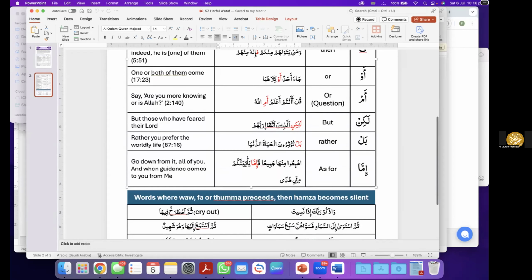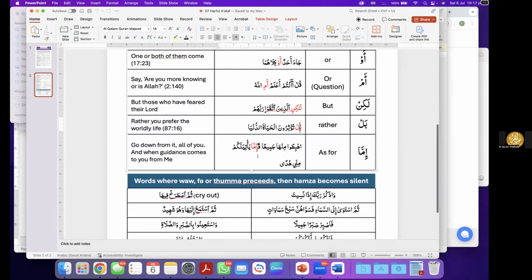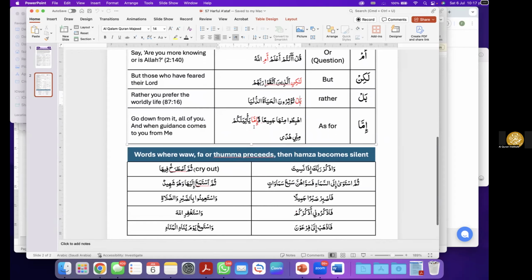Lakinna, can you see lakinna? It's a but. But what is a connector, isn't it? Yeah. Connector. Bal, rather. You said something, then you say rather, I will not go. It's connector. Okay. So there might be a word before that. Like fa imma, amma, they're also connector. Is bal and bala same, or they are different words? No. Bala means yes, that's different. That's an ism.